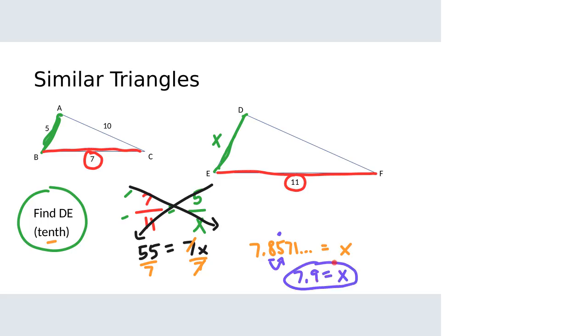So how long is the length? What's the length of side DE? 7.9. So this side right here would have a length of 7.9.